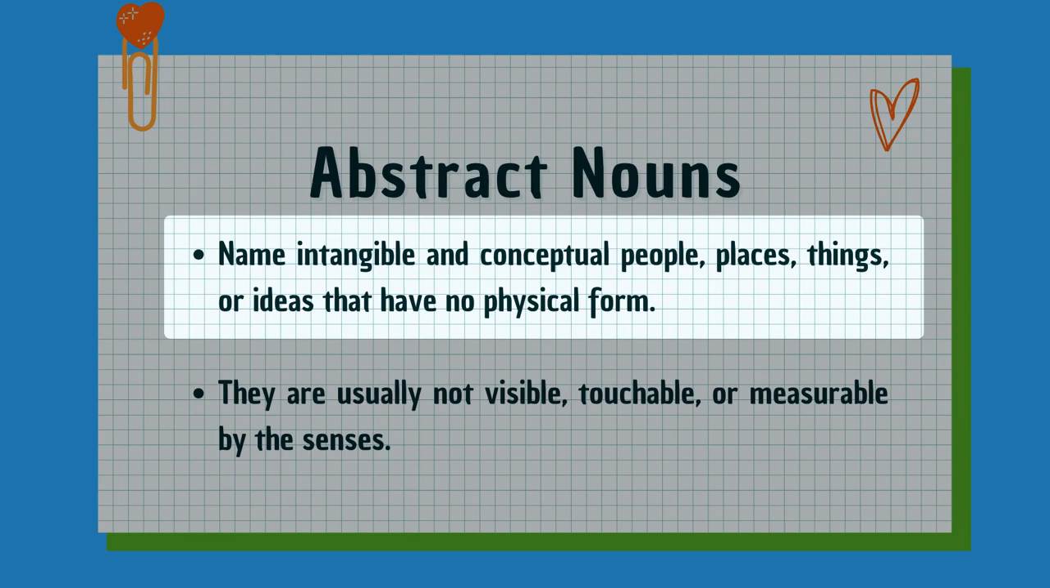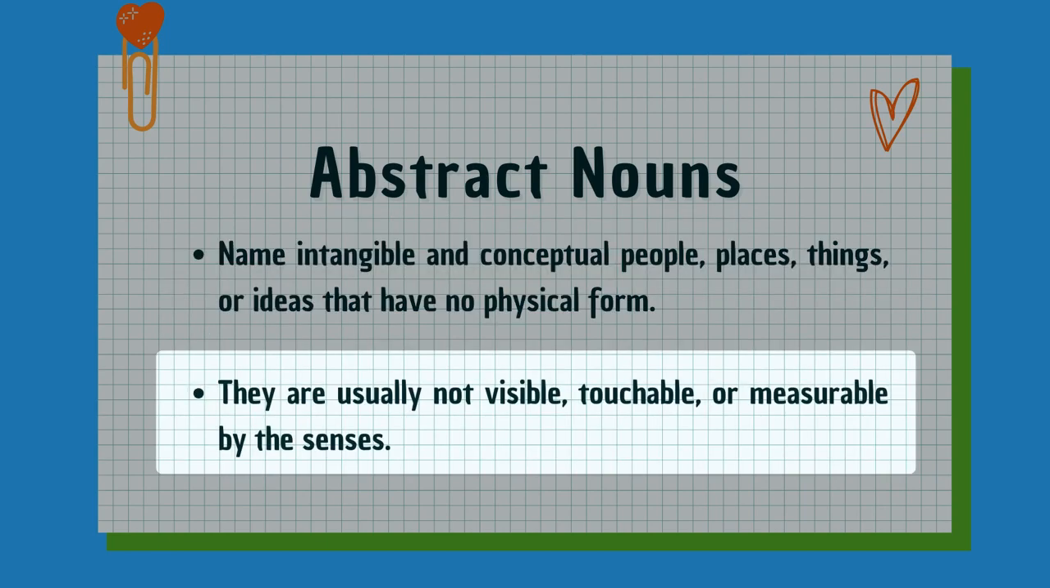Abstract nouns are nouns that name intangible and conceptual people, places, things, or ideas that have no physical form. They are usually not visible, touchable, or measurable by the senses. They often express qualities, states, actions, feelings, or thoughts that cannot be experienced directly.